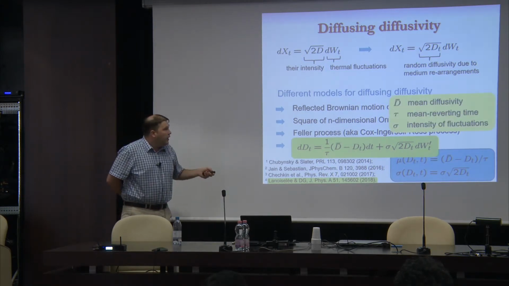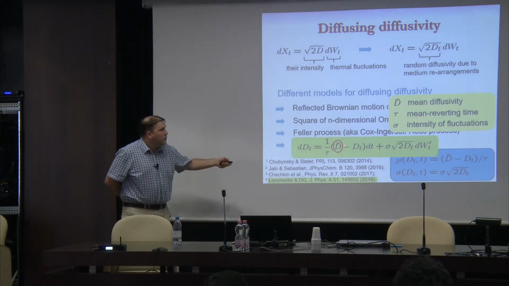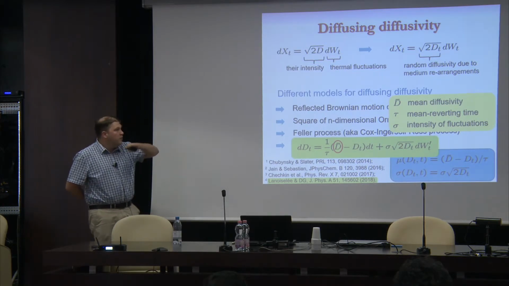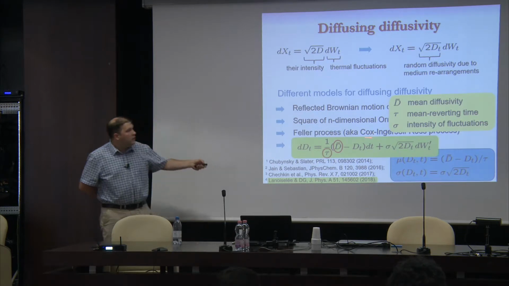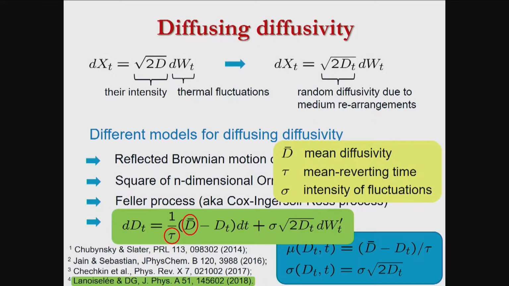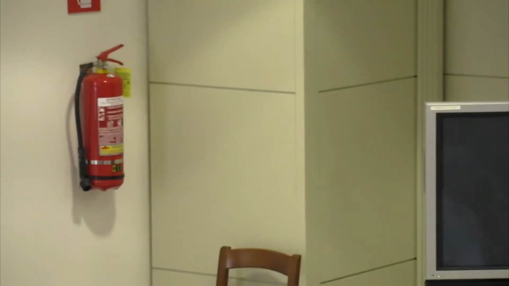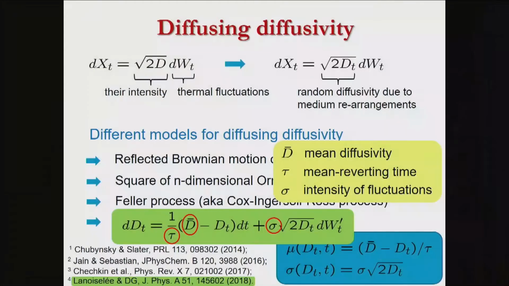And so this model has essentially just three parameters. The mean diffusivity, so the mean value around which the diffusivity would fluctuate, the mean reverting time, so how fast it would return to the mean value, and the intensity of fluctuations of the diffusivity. Right? In this talk, I will stick to this particular model, but in fact, many results I will present can be generalized to essentially any stochastic model you would like for your diffusivity process.